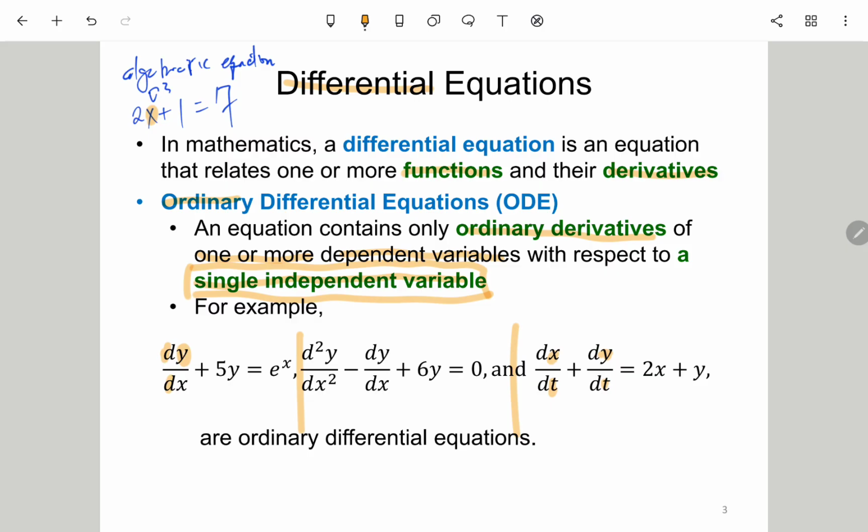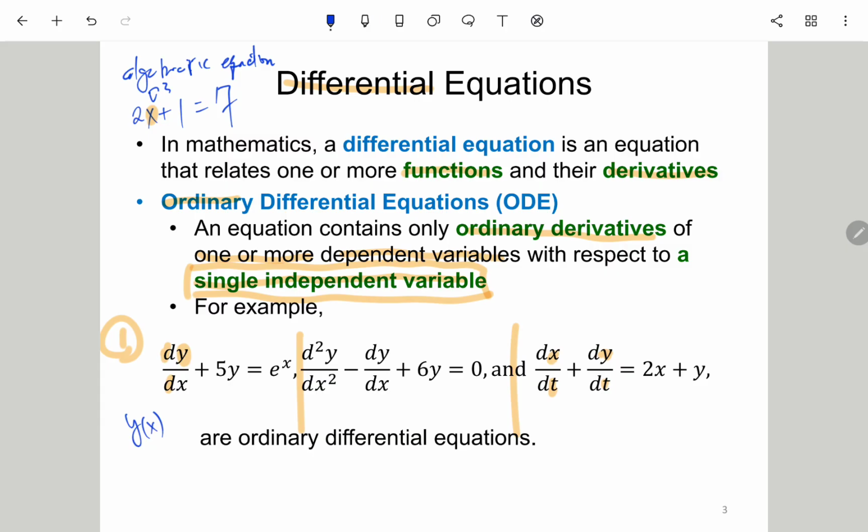For case number 1, the unknown function is y, and the independent variable is x. So this is something like y of x. Y is a function of x. And for the second case, it is the same. You have an unknown function y, and the single independent variable is x. You don't have any other independent variable.